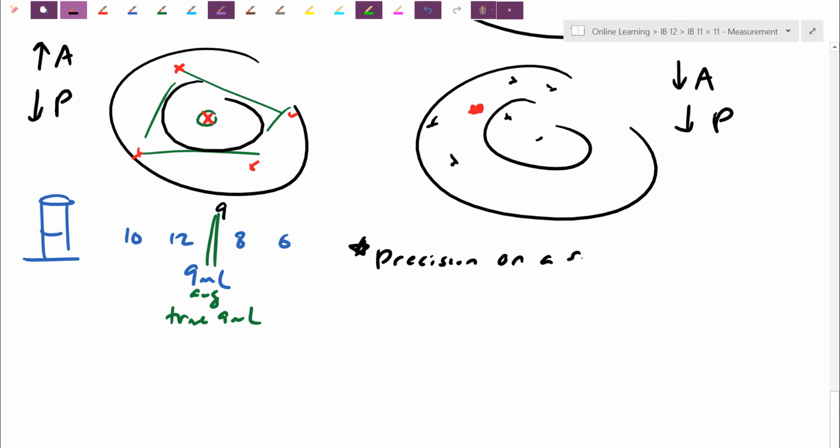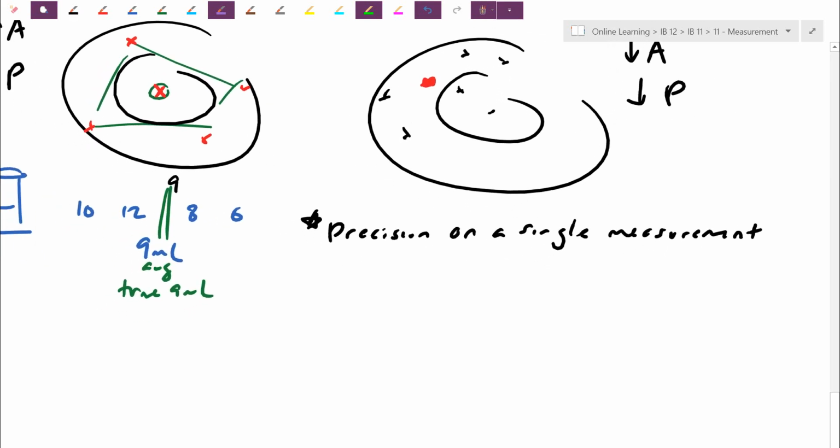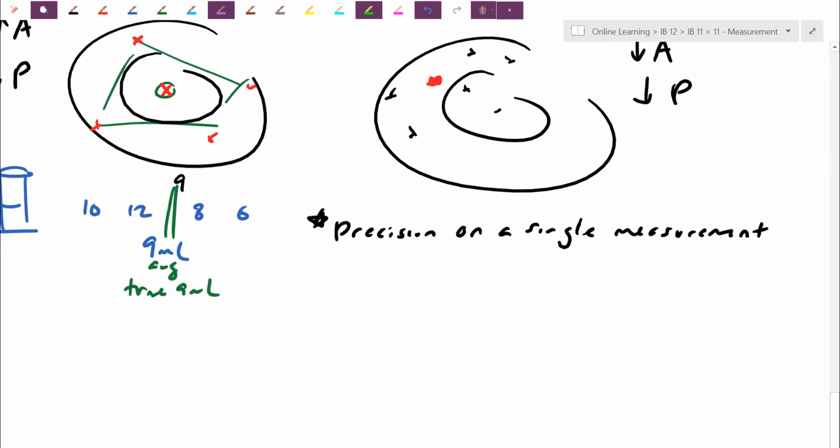Precision on a single measurement. Technically, it's like throwing the one dart. I don't know if it was by fluke or by chance that you hit there, but the precision of just getting a single measurement is given by more decimal places. The more decimal places that you have, the more precise the reading is.